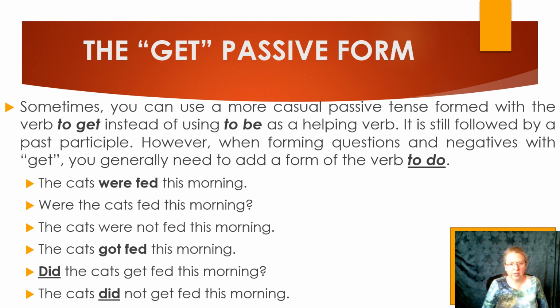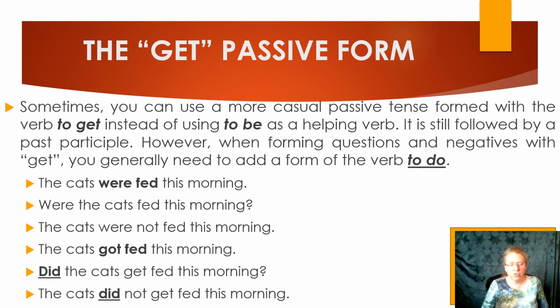Okay, so let's look at this sentence. "The cats were fed this morning." That is a passive sentence. And now we're going to change it into a question. "Were the cats fed this morning?" Okay, and now we're going to change it to a negative. "The cats were not fed this morning." Now let's try the get passive form. "The cats got fed this morning." Okay, it's a little more casual, but it's still a passive form.